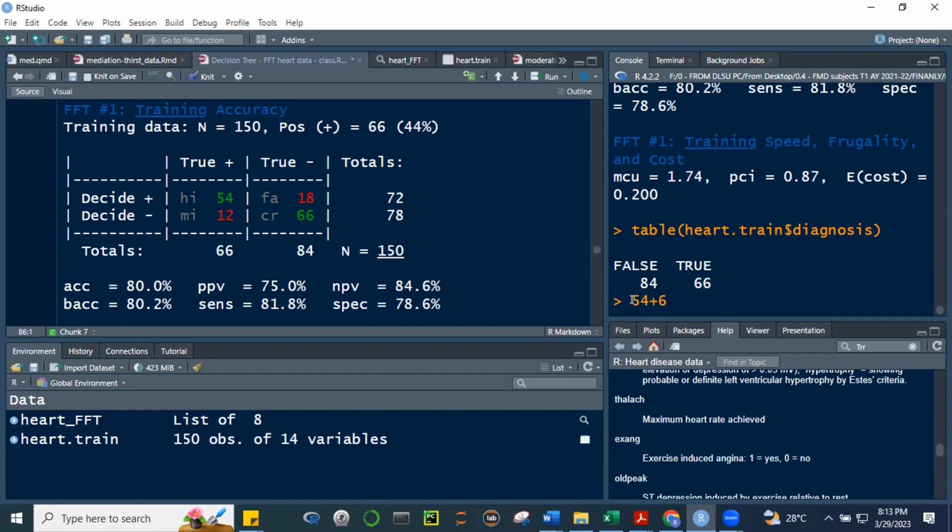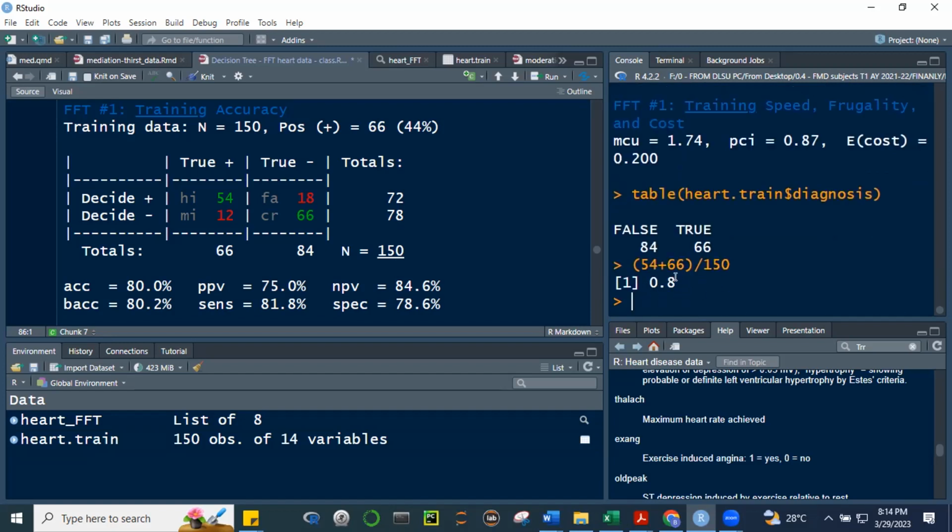plus 66. Okay, 66. Ito yung tama na predict, no? Divided by, okay, I have to put a parenthesis here. Okay. 54 plus 66. Okay. Divided by, ilan lahat ng observations? 150. Okay, so ang accuracy rate niya is 80%. Ito yun. Ito. Okay, meron pang ibang measures dito like sensitivity, specificity.